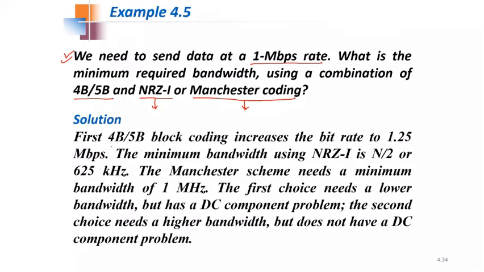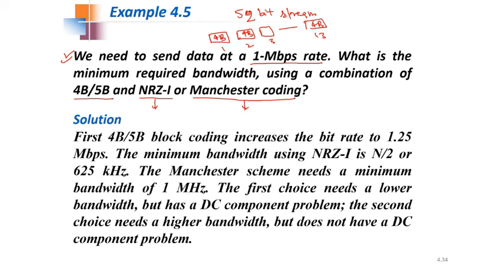First of all, as we are going to code 4-bit data into 5-bit, a larger number of bits we need to send. Suppose initially there was a 52-bit stream. If we convert it into blocks of 4 bits, a total of 13 blocks will be there. So 13 4B blocks will be there.